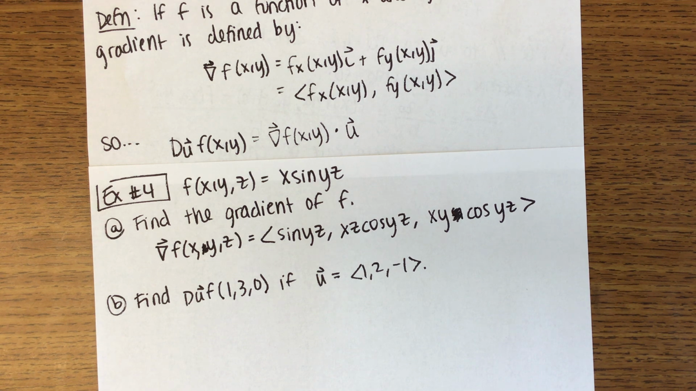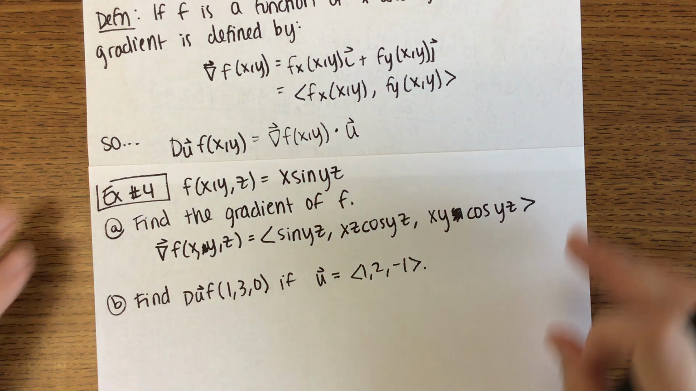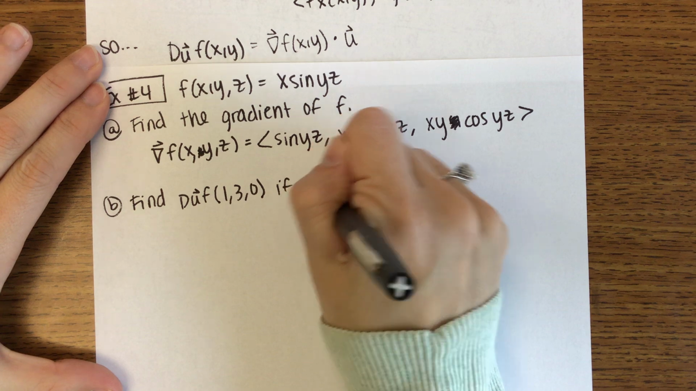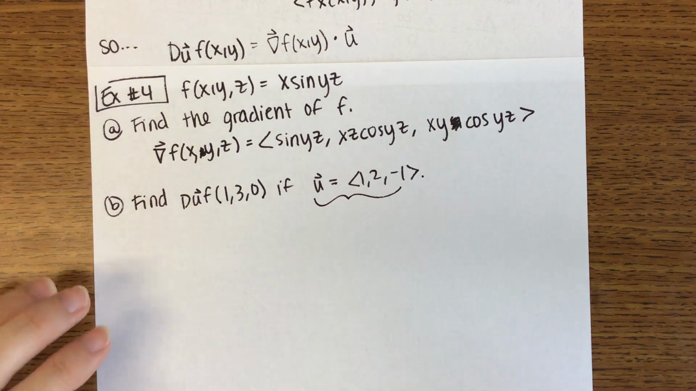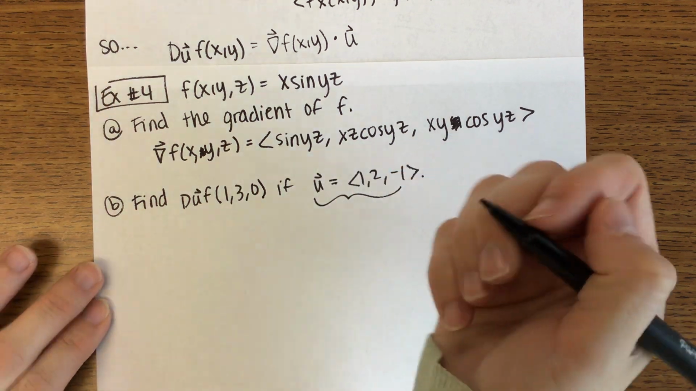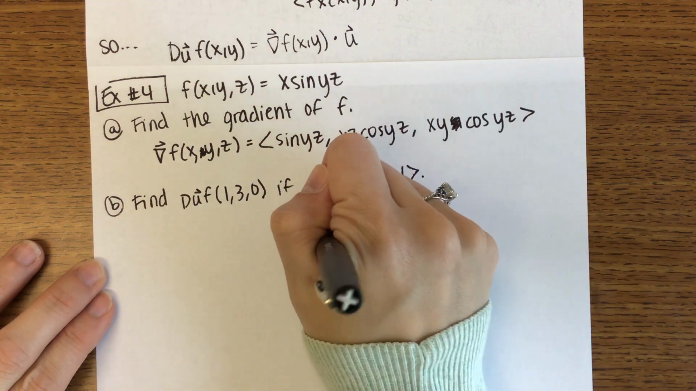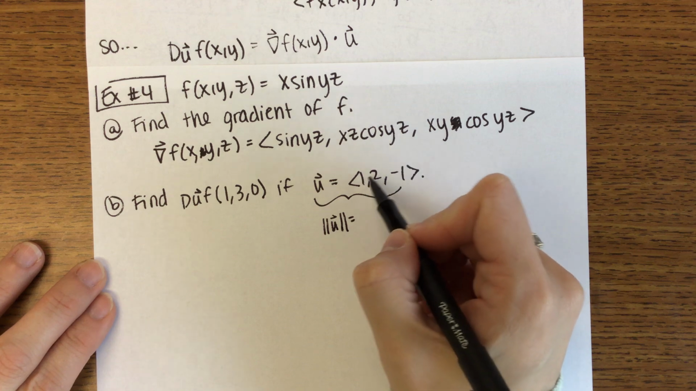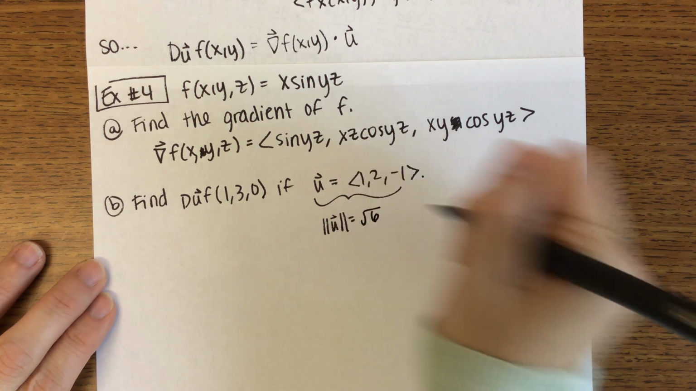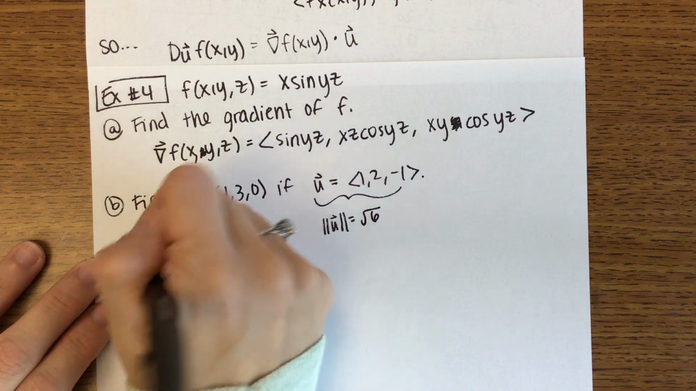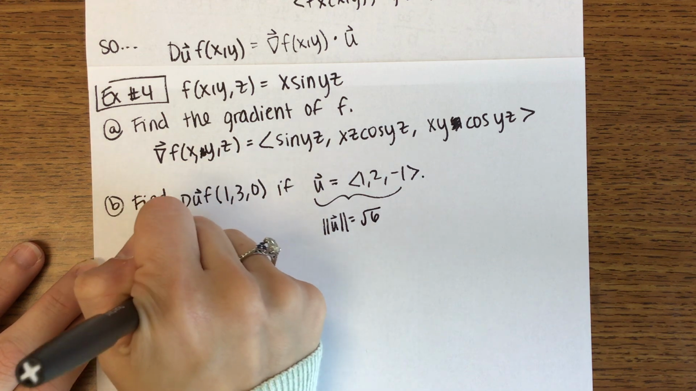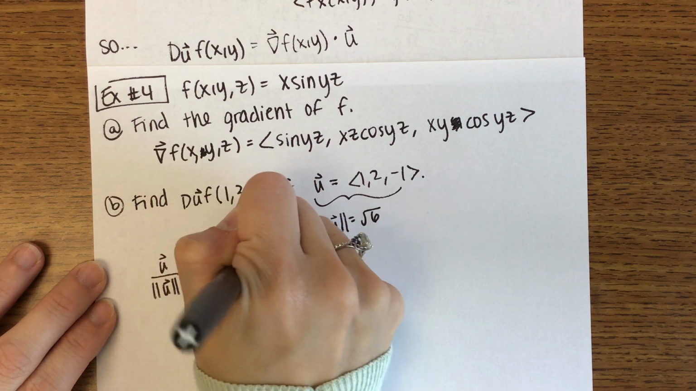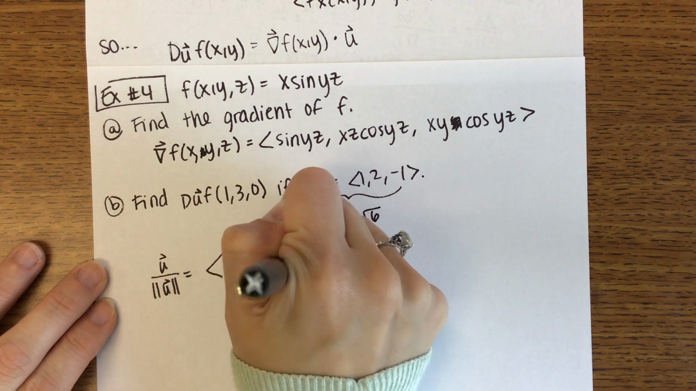If we go to find the directional derivative, we're going to have to make this direction a unit vector. So that's the first thing that I'm going to do. The norm of that u will be the square root of 1 plus 4 plus 1, so the square root of 6. So then the vector we're going to use is 1 over root 6, 2 over the square root of 6, and negative 1 over the square root of 6.